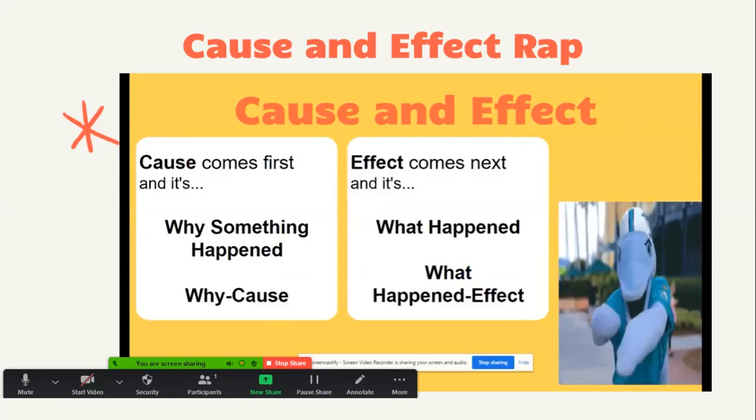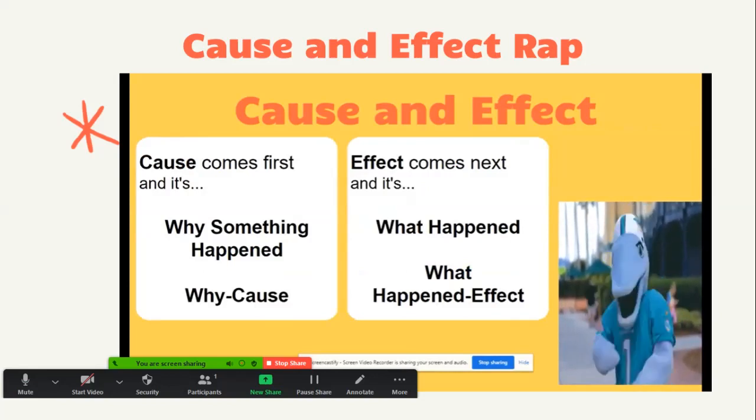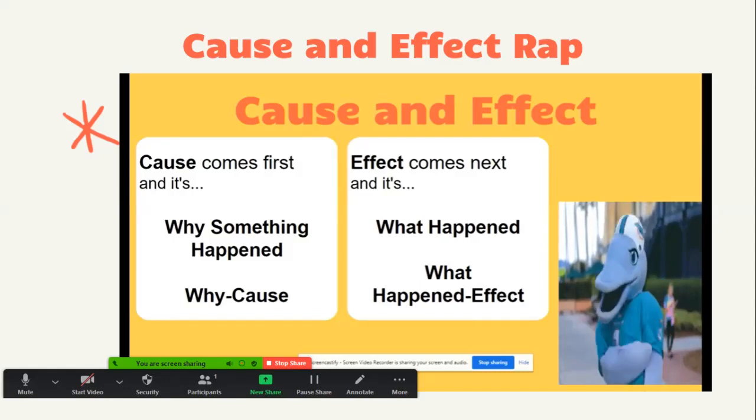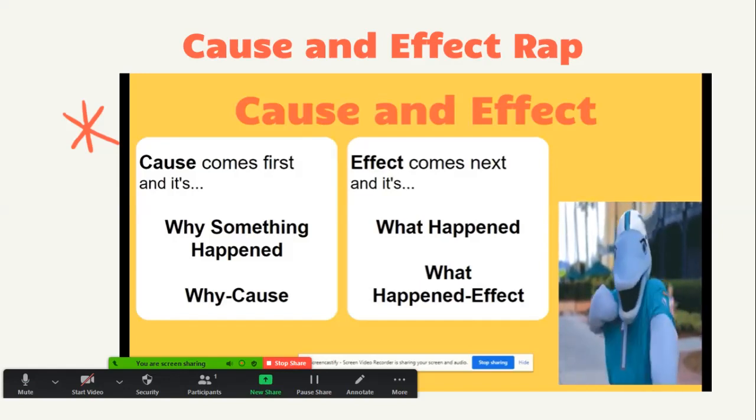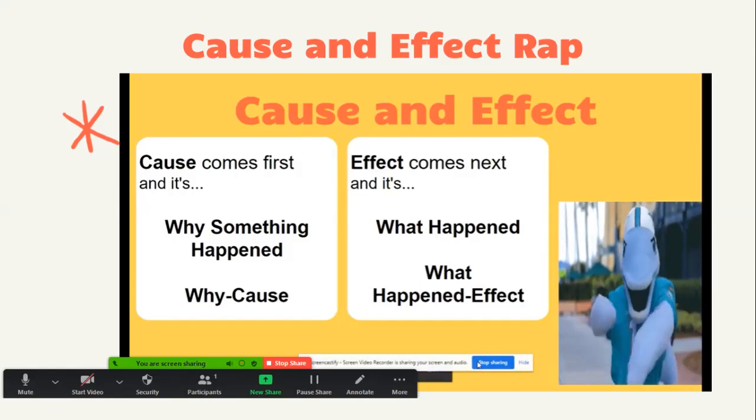Yo, the cause comes first. That's why something happened. Why? Cause. Now effect comes next and it's what happened. What happened? Effect. Cause, effect. Cause, effect. Yo, cause, effect.